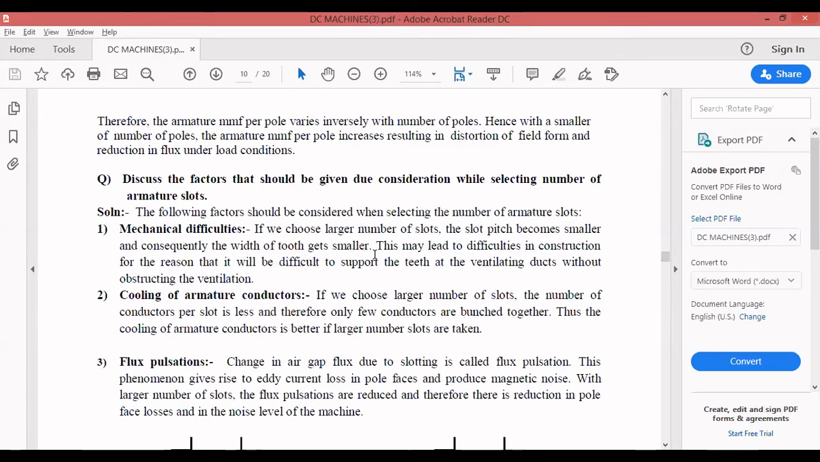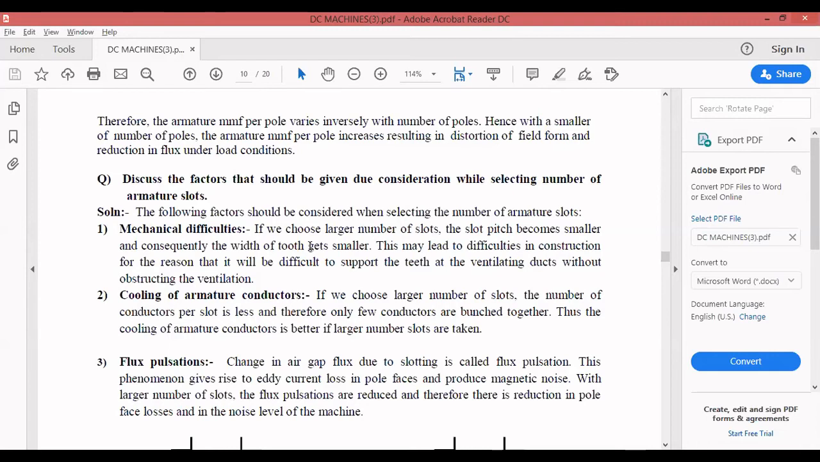Consequently, what will happen? The width of the tooth gets smaller. If you go for a larger number of slots, the width of the tooth gets smaller. This may lead to difficulty in construction, for the reason that it will be difficult to support the teeth at the ventilating ducts without obstructing the ventilation. So ventilation is very much important for cooling purposes. And if you go for a larger number of slots, consequently the width of the tooth will be smaller.